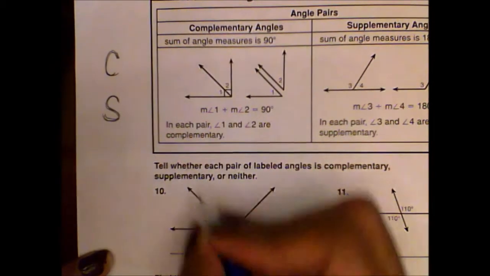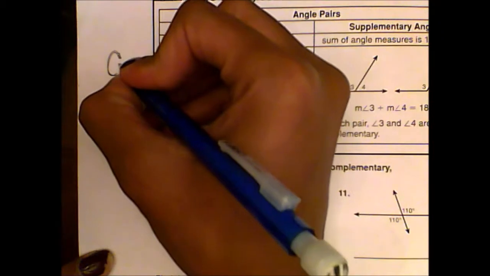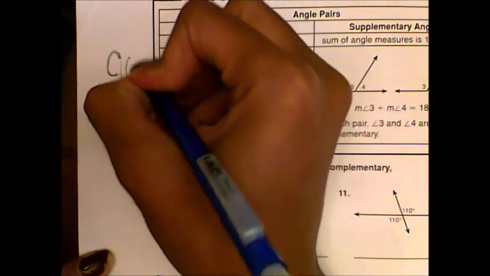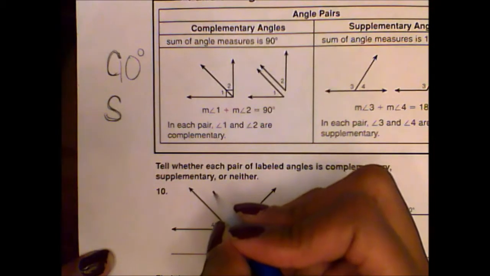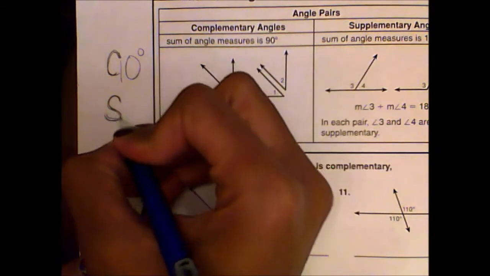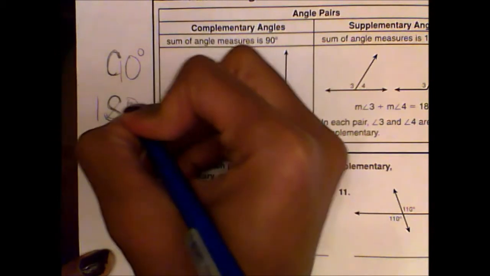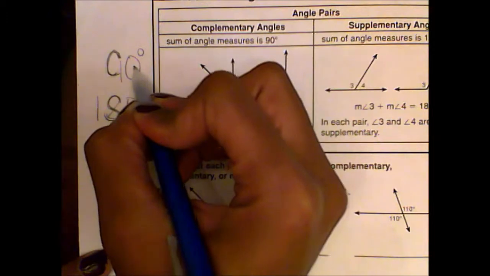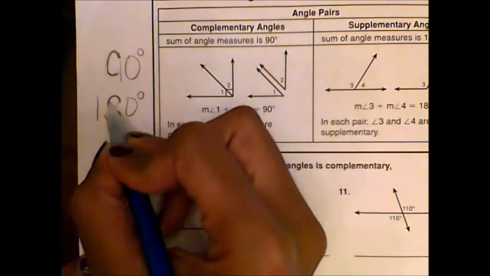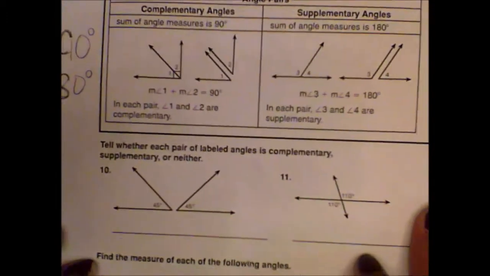Okay, now complementary, or C, I can make the C into a 9 for 90 degrees. So complementary is 90 degrees. And supplementary, the S, I can make the S into an 8 for 180 degrees. So complementary, C, 90 degrees. Supplementary, S, 180 degrees. Alright, so let's get started.